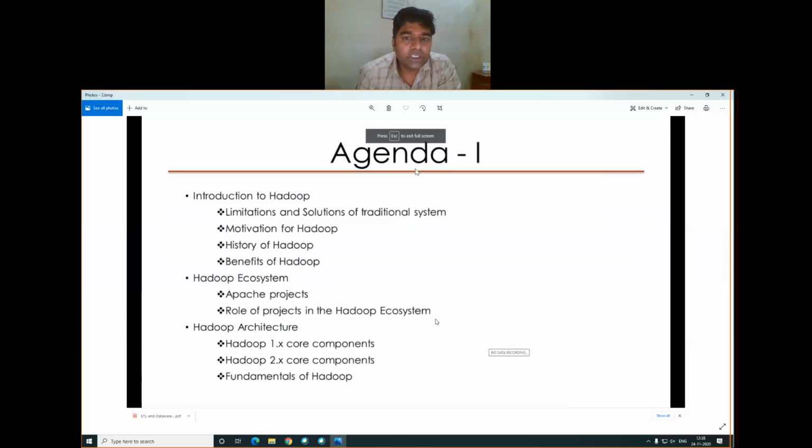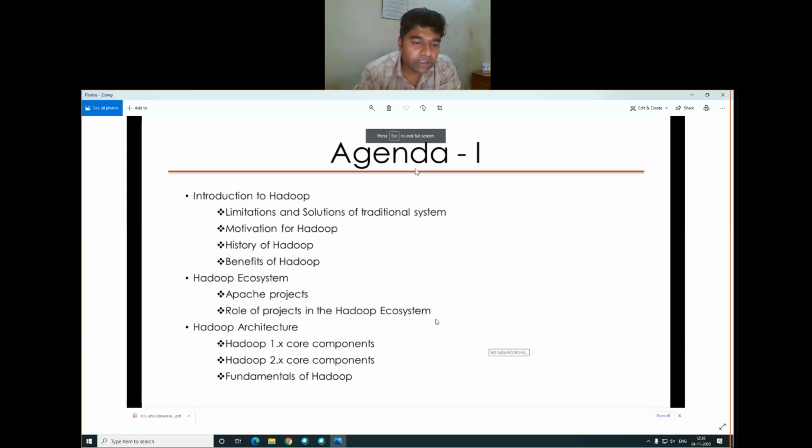So this is the agenda of that particular topic. Introduction to Hadoop, in which we'll discuss limitations and solutions of the traditional system. Then we'll discuss motivation for Hadoop. Then we'll discuss the history of Hadoop and benefits of Hadoop, basically. In detail, last time we discussed the Hadoop ecosystem, so I will just go through and introduce the Hadoop ecosystem again in this lecture.